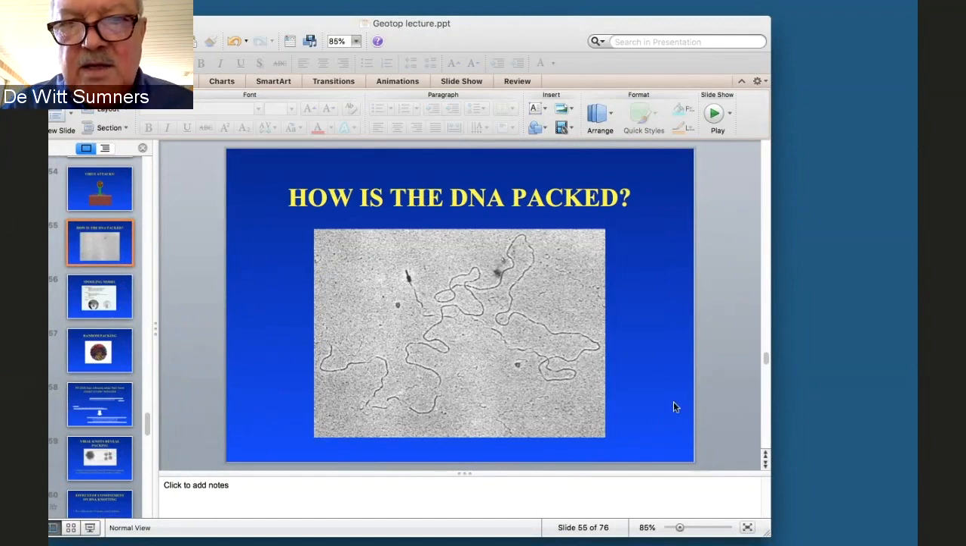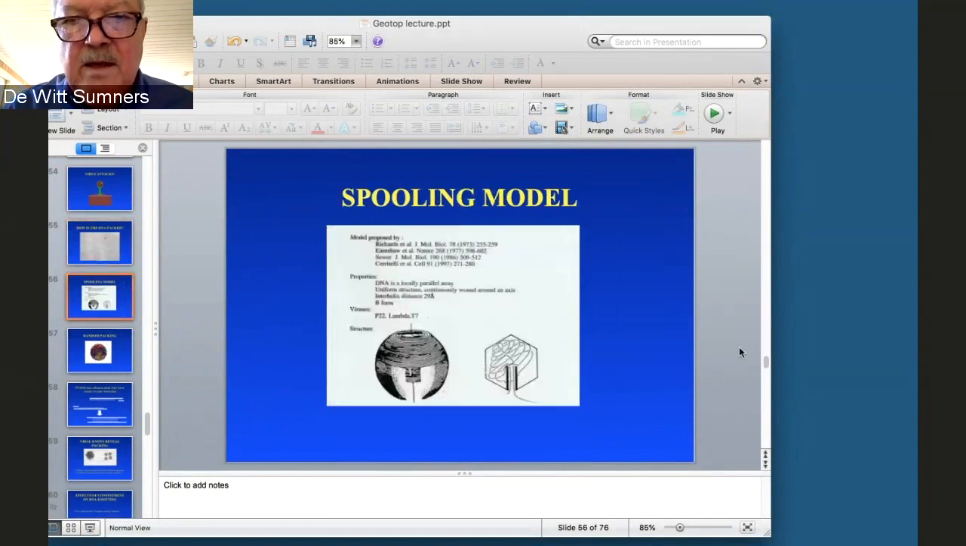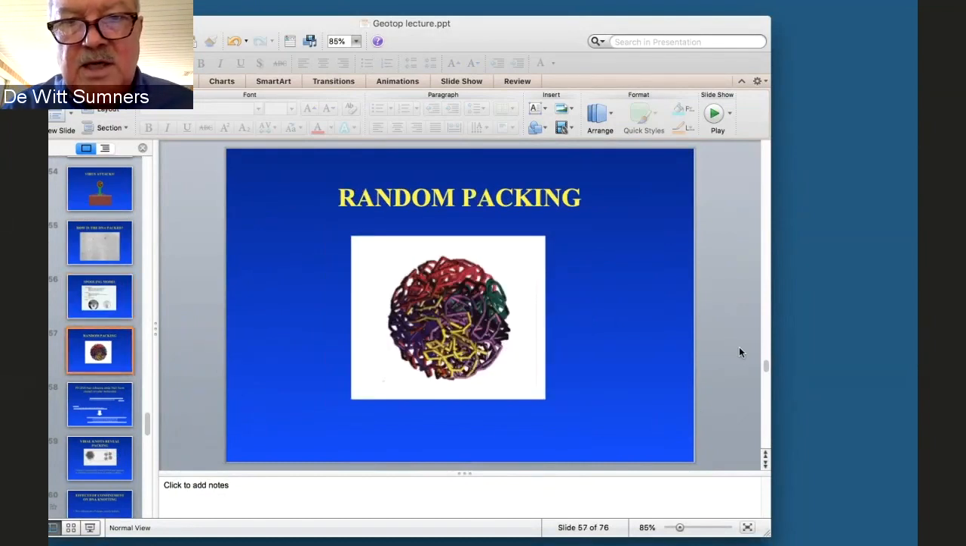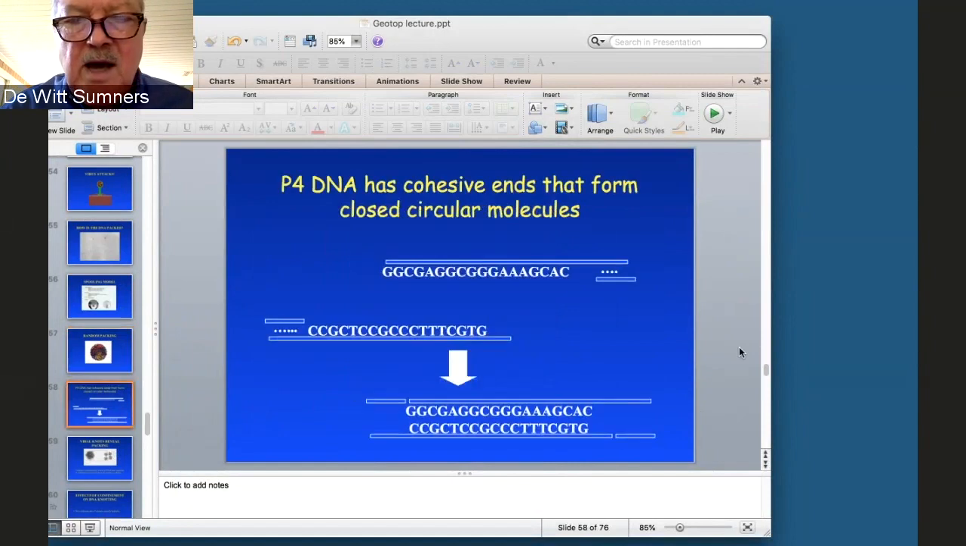And so the idea is to figure out how the DNA is packed inside the capsid. The spooling model is the one that's probably correct. But another possibility is that it just gets packed in there in any old way, random packing. And so the idea is to do some experiments to figure out what the packing looks like.